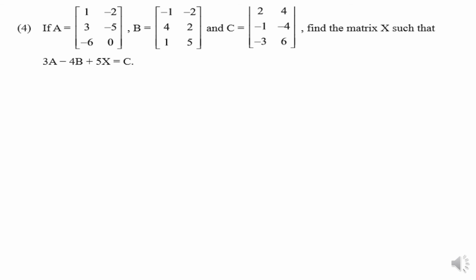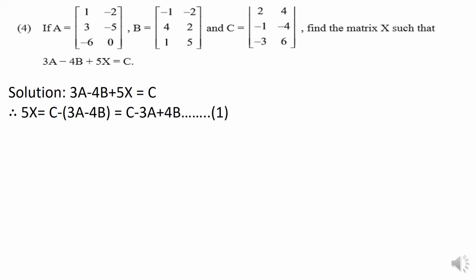In the next sum, A, B and C are matrices given to us. You have to find the matrix X such that 3A minus 4B plus 5X is equal to C. It is not as difficult as it looks. Now in the solution, 3A minus 4B plus 5X is equal to C. Keeping 5X on one side, we get C minus (3A minus 4B). Opening the bracket for 3A minus 4B, we change the sign because of the minus sign outside the bracket. So we get 5X is equal to C minus 3A plus 4B. So at least we can find 5X from this.